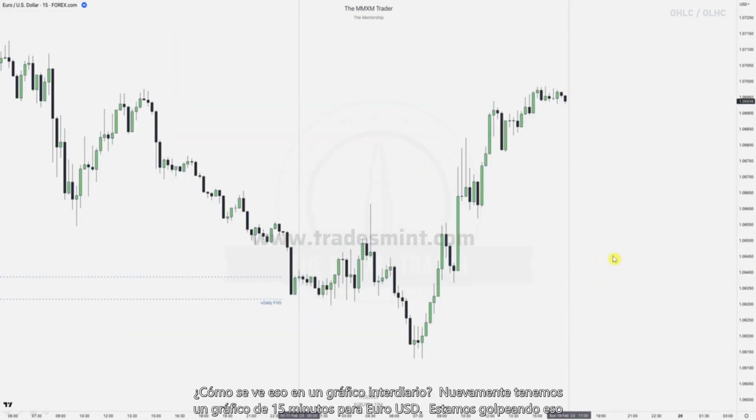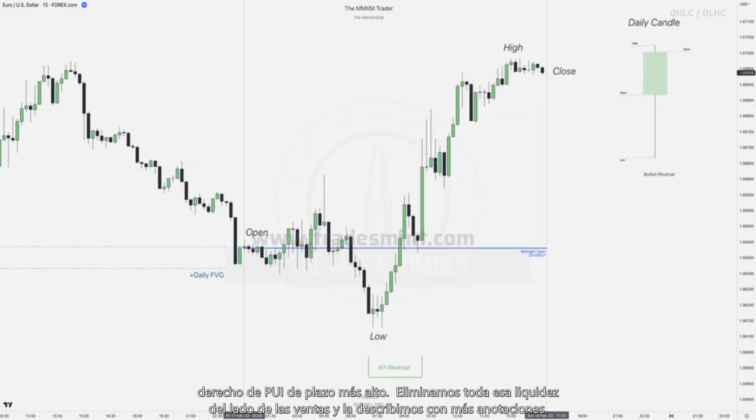How does that look like on an intraday chart? Again, we have a 15-minute chart for Euro USD. We're hitting that higher time frame POI, right? We took out all those sell side liquidity and outline this with more annotations. Again, always outline your New York midnight opening price, right? That is the true day open of the algorithm. We want to be buyers below this line and we want to be sellers ideally above this line.